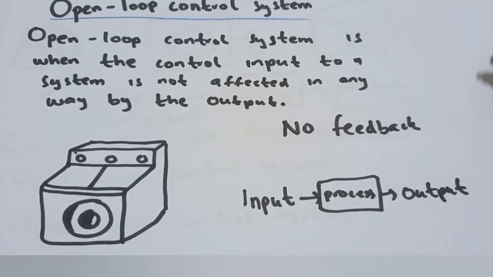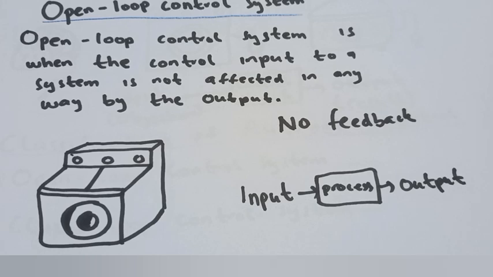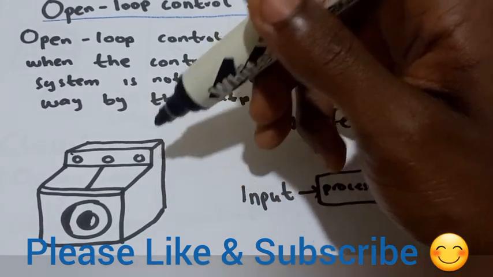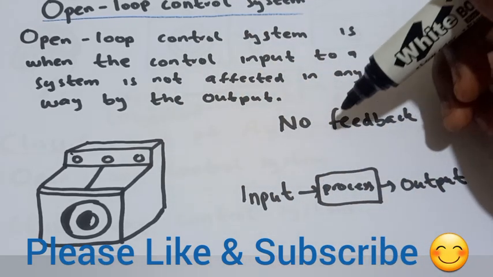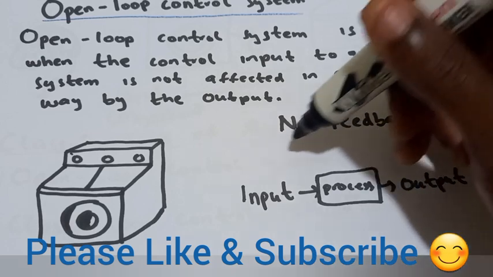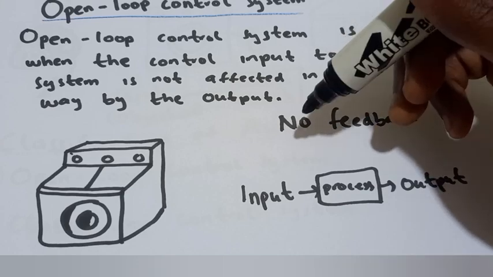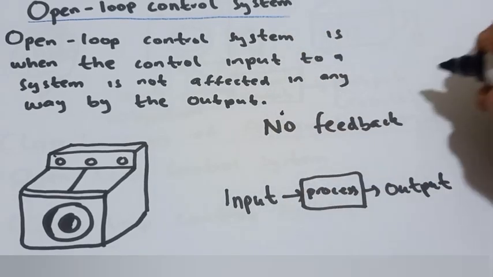So let's take the washing machine for instance. When you place in the dirty clothes and socks and all, and you set the timer to the maximum time, let's say 15 minutes, after 15 minutes, the machine stops. It doesn't mean that the dirty clothes inside are cleaned or washed well. So the input is not affected by the output in any way. There are no feedbacks, there are no sensors in it that will tell you that the clothes or the socks inside are not washed well.